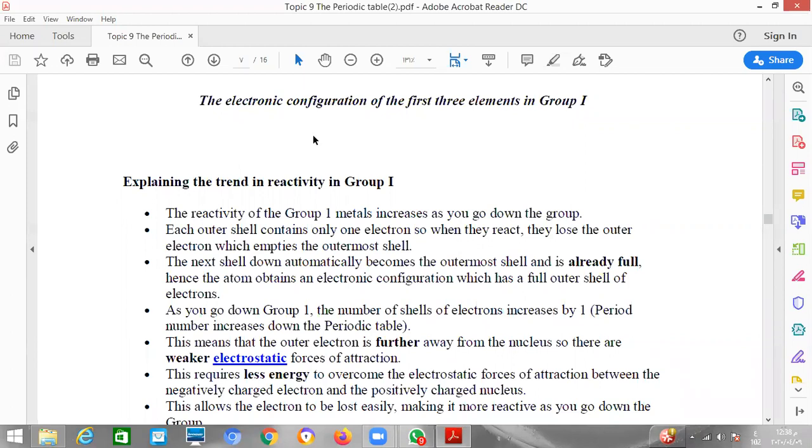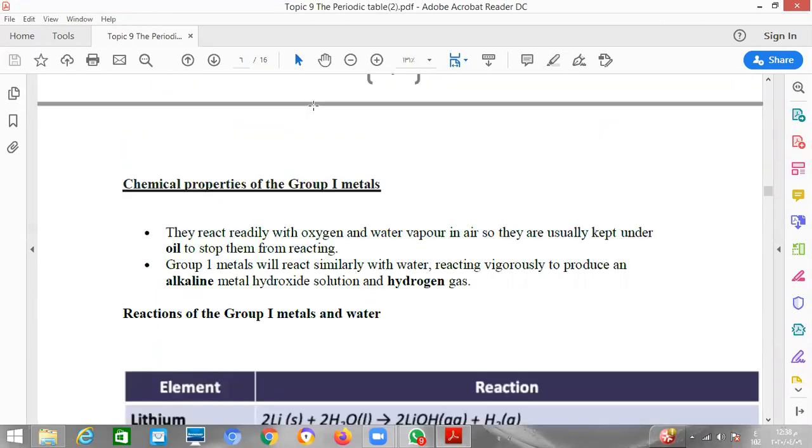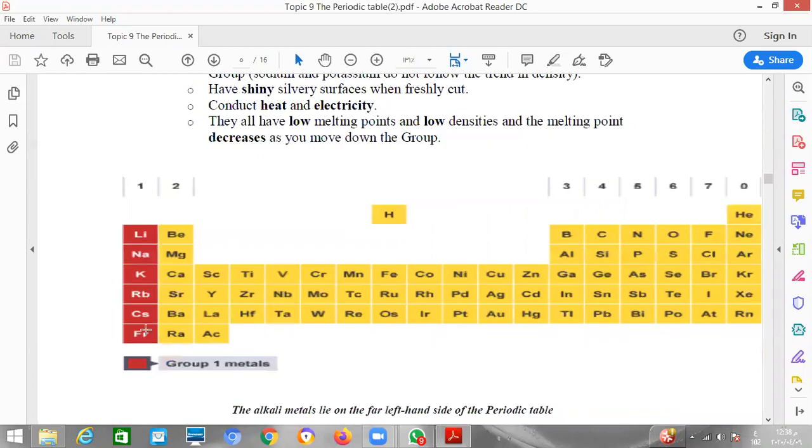By going down group number 1, from lithium to cesium, excluding francium because it is a radioactive element, softness increases, density increases, reactivity increases, and melting point decreases. So 3 properties increase and 1 property decreases. So this is about group number 1.